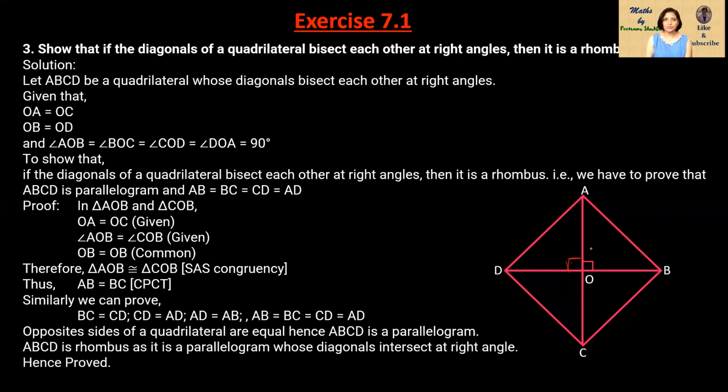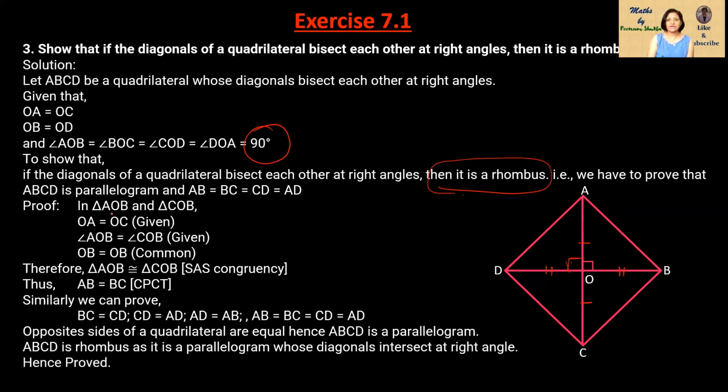So what is given, OA equals OC, because these bisect each other, and OD equals OB. And what else is given? Angle AOD equals angle AOB, angle BOC equals angle DOC. All four angles are equal to 90 degrees. This is given. So we have to prove that ABCD is a parallelogram and AB equals BC equals CD equals DA. So the only thing we have to prove is that all four sides are equal.